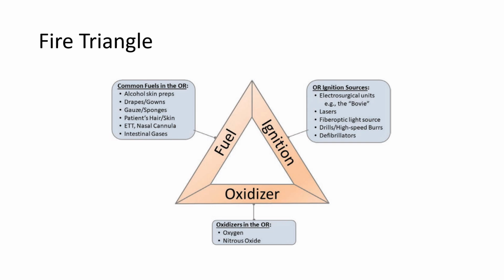So first we'll discuss the risk factors for an OR fire. This is called the fire triangle. Basically, it shows what is necessary to have a fire: fuel, ignition, and an oxidizer. Fuel is something to catch fire, such as alcohol skin preps, drapes, hair, basically anything flammable. Ignition is something to start the fire, such as electrocautery, laser, fiber optic light, anything that can spark. And finally, oxidizers are needed to maintain the fire, and these are oxygen and nitrous oxide.